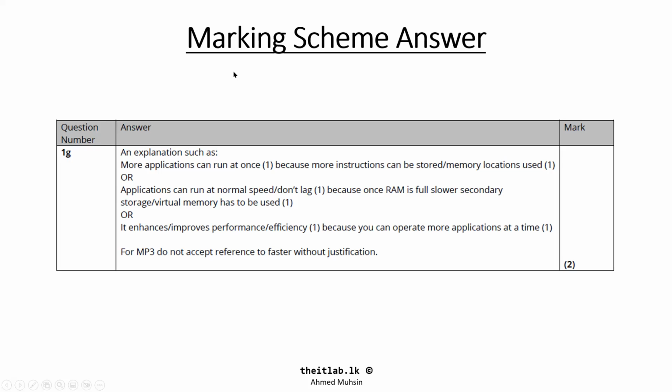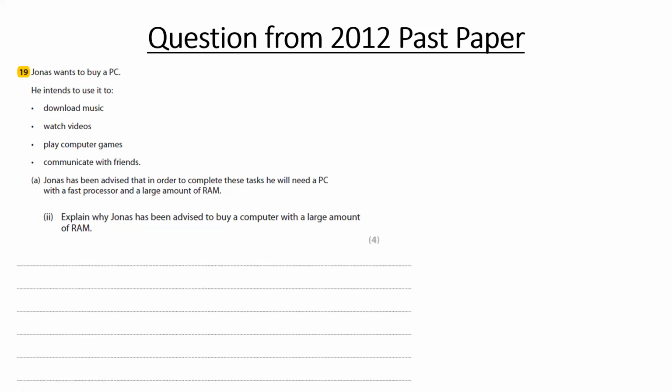Right. Next, we have another question. Jonas wants to buy a PC. He intends to use it to download music, watch videos, play computer games, and communicate with friends. He plans to use the computer for these activities. Jonas has been advised that in order to complete these tasks, he will need a PC with a fast processor and a large amount of RAM. Explain, again guys, explain why Jonas has been advised to buy a computer with a large amount of RAM. A very similar question. This is from the 2012 past paper.